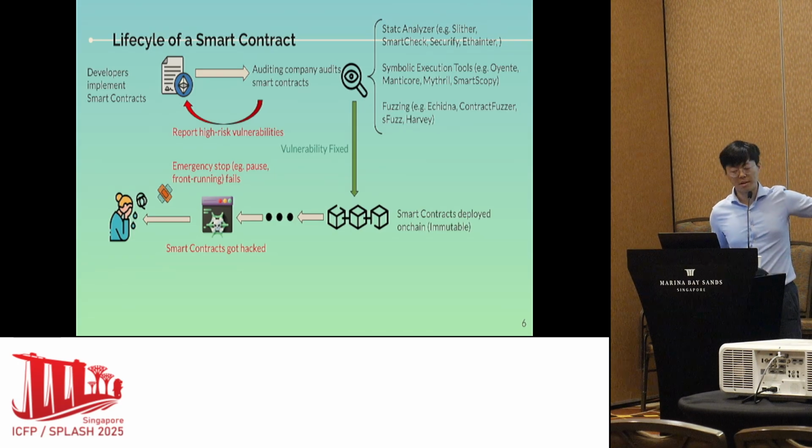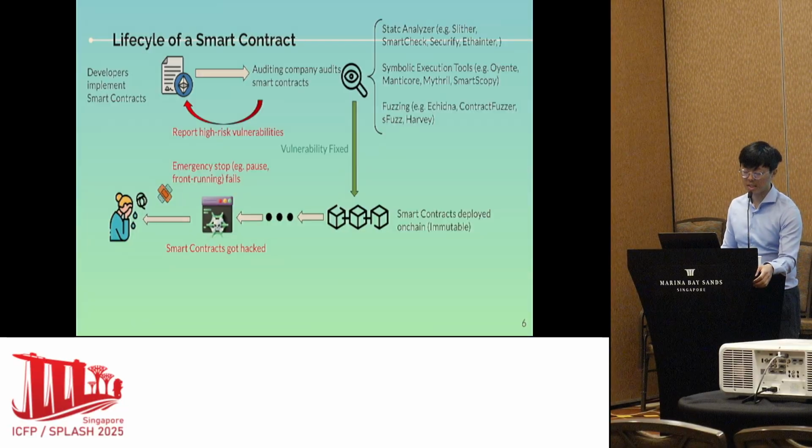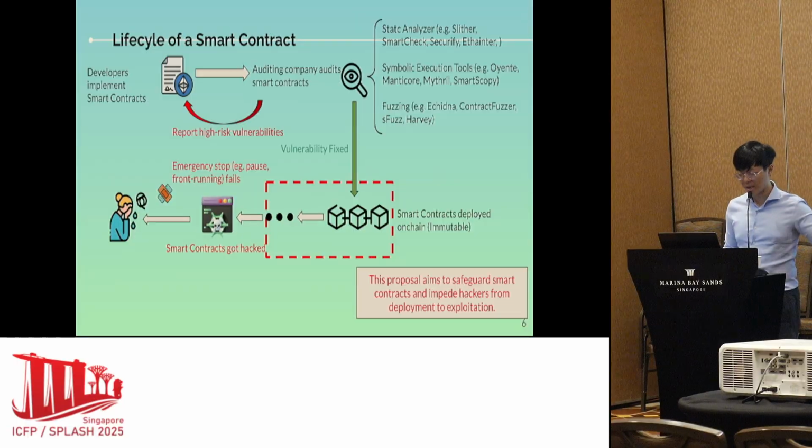So if you look at this life cycle, the current model relies almost entirely on pre-deployment auditing. If a vulnerability slips through the auditing and no white hat discovers the vulnerability before the hacker, then it's effectively game over. So my proposal here aims to add an orthogonal defense layer that complements the existing lifecycle to protect smart contracts from their deployment to their exploitation.